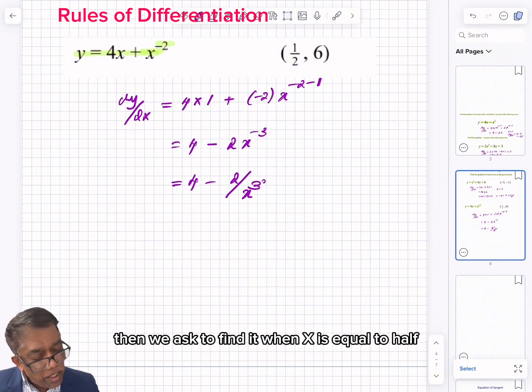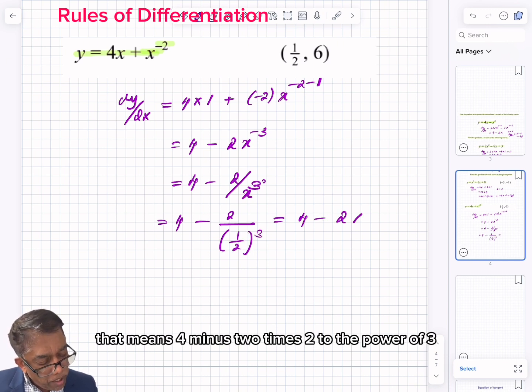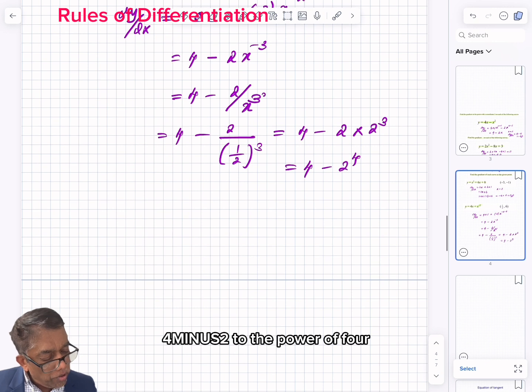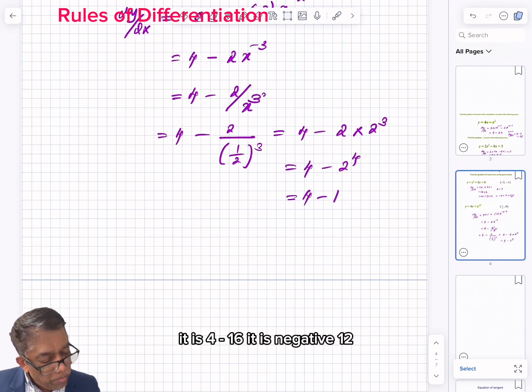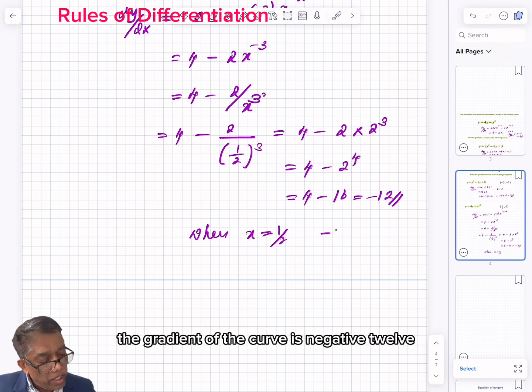Then we are asked to find the gradient when x is equal to half. 4 minus 2 over half to the power of 3. That means 4 minus 2 times 2 to the power of 3. 4 minus 2 to the power of 4. It is 4 minus 16. It is negative 12. This is the gradient when x is equal to half. The gradient of the curve is negative 12.